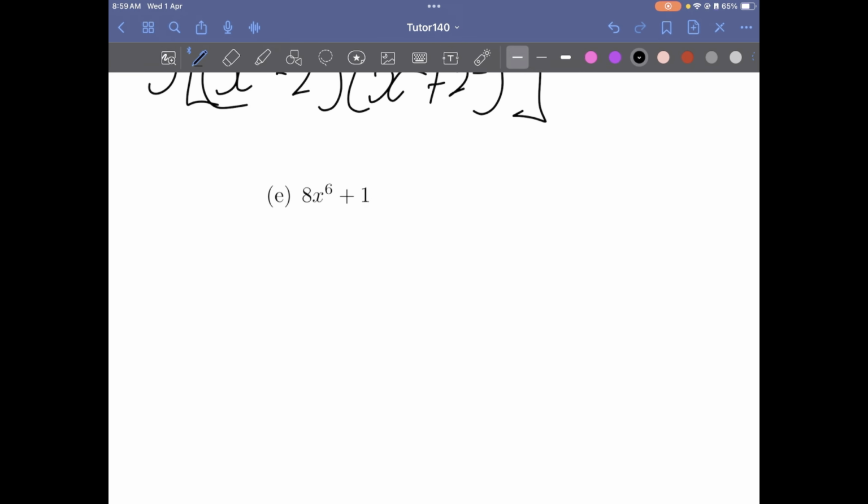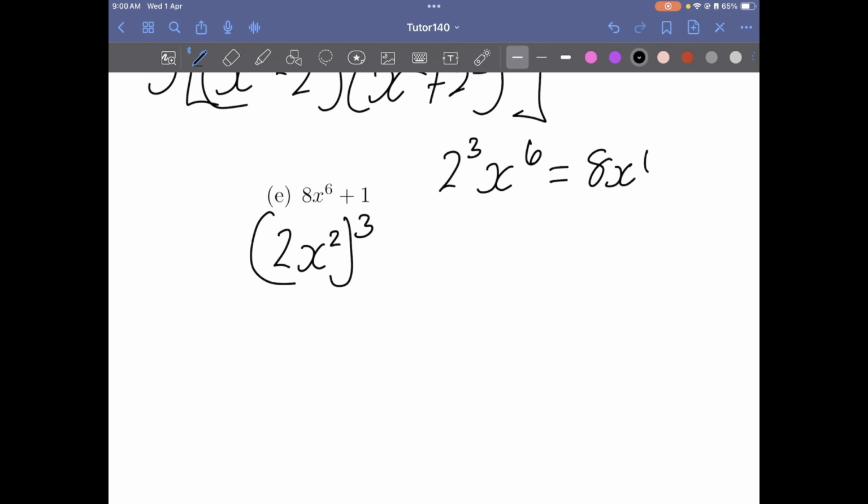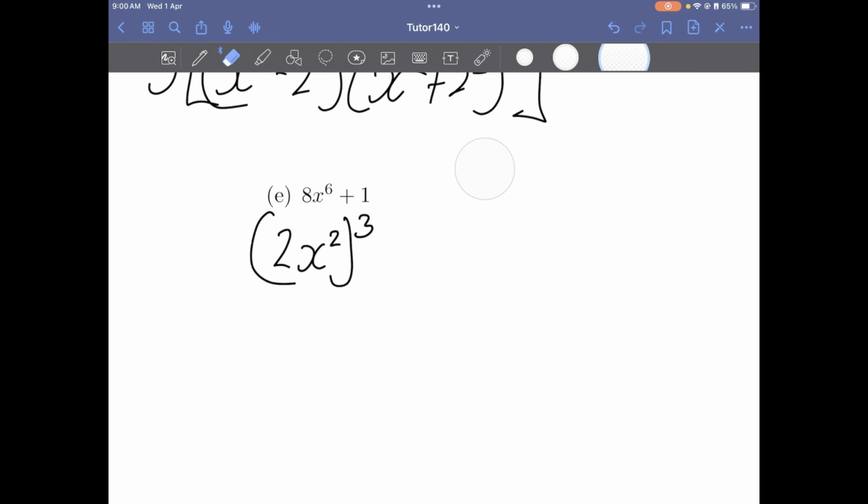Okay. When I see this, I can immediately break this up and say this is 2x squared cubed. Because when I distribute that, that would give me 2 cubed, and then 2 times 3, that's the power rule for the laws of exponents. X squared raised to the power 3 is x to the power 6. So that would be 8x to the power 6, which is what we started off with, right? And then plus 1 cubed.